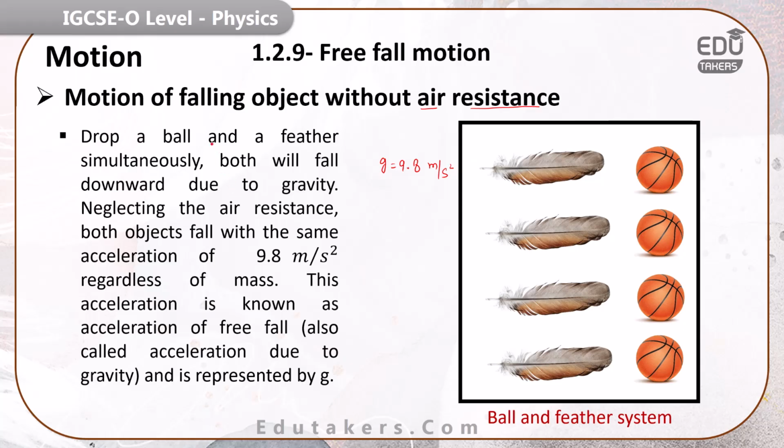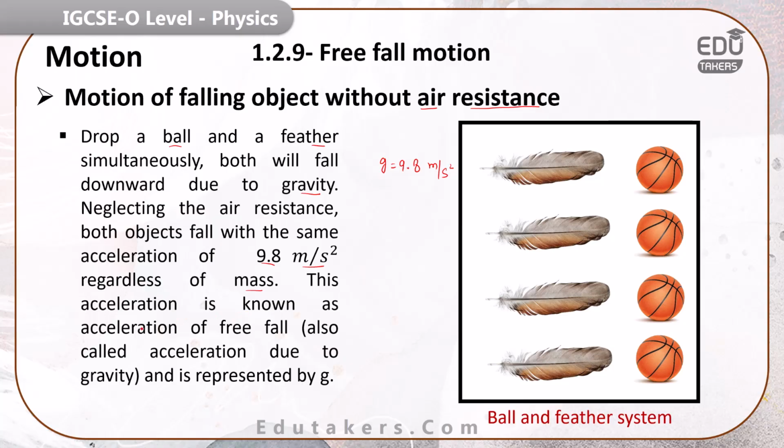It is given here. Drop a ball and feather simultaneously. Both will fall downward due to gravity. Gravity is the attractive force of the earth on the object. Neglecting the air resistance, both objects fall with the same acceleration of 9.8 meter per second square regardless of mass. The mass is not the main factor here. All the objects, either they have large mass or small mass, all of these move towards the earth with the same acceleration, which is 9.8 meter per second square.